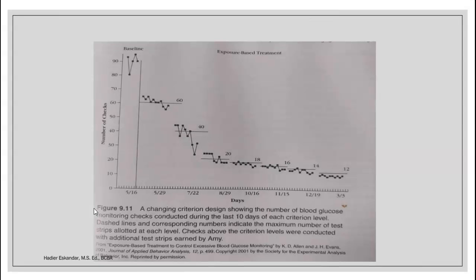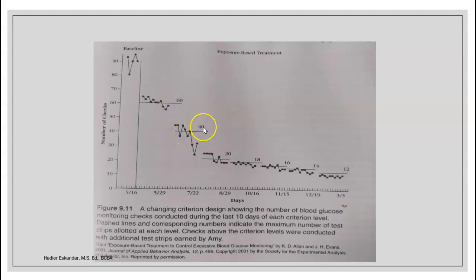And just for us to understand it better, this is a visual from the book. You start with baseline, and then you do your criterion levels or phases. So here, 60 was the criterion level, and as you see, they were trying to decrease the behavior. So they continued to take data until it went down below the criterion level, or reached the criterion level, and then they went to the next phase.